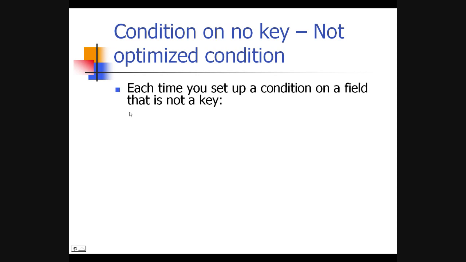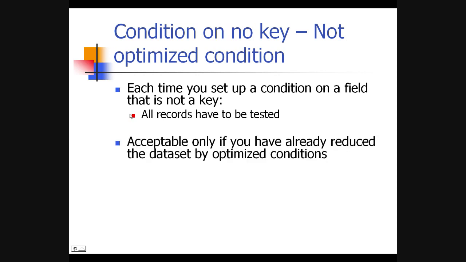Now that you understand this binary tree organization, you should be able to directly see why a condition on a field that is not a key is not an optimized condition. You don't have this binary tree to access the data, so each time you set up a condition on a field that is not a key, all the records have to be tested, one after the other. Which is, of course, acceptable only if you already have reduced the dataset by previous optimized condition.